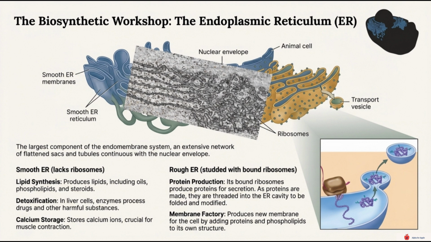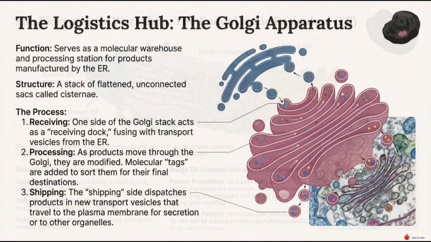Fascinating. So if smooth ER is for lipids, the rough ER, which is rough because it's studded with those bound ribosomes, is the protein modification and shipping department. As the ribosomes build a protein, it gets threaded directly into the ER's internal cavity to be folded and modified. The rough ER also acts as a membrane factory, building new membrane for the cell. And from the ER, these products move on. Where do they go next? They get packaged into little bubbles called vesicles and sent to the Golgi apparatus.